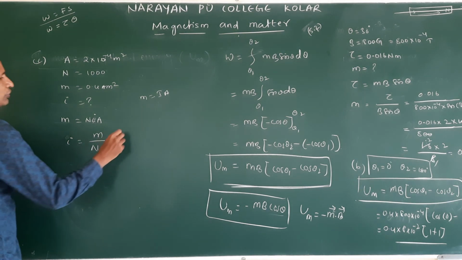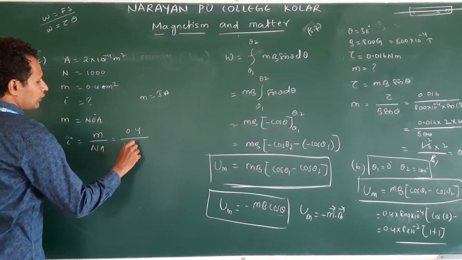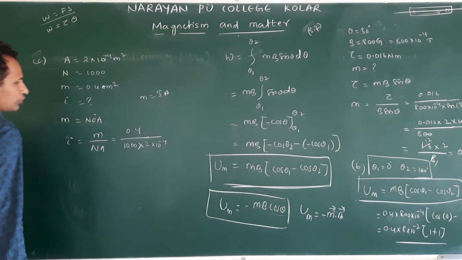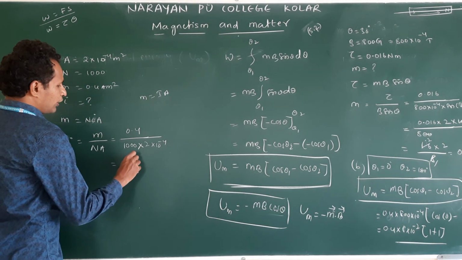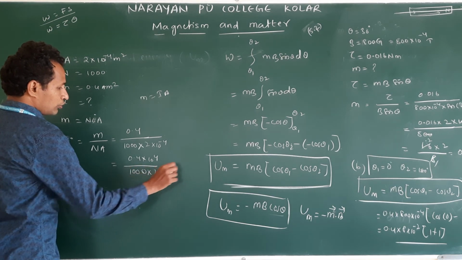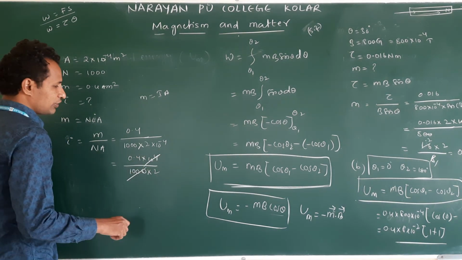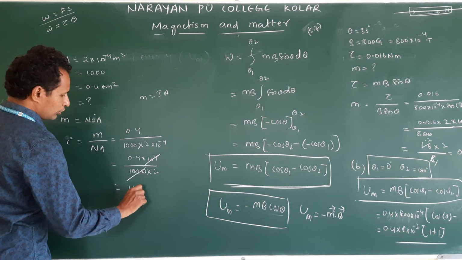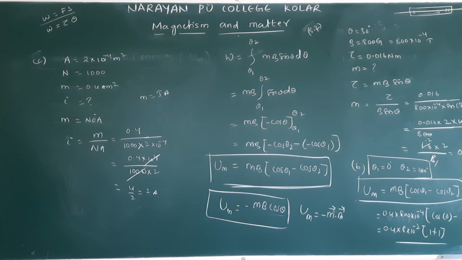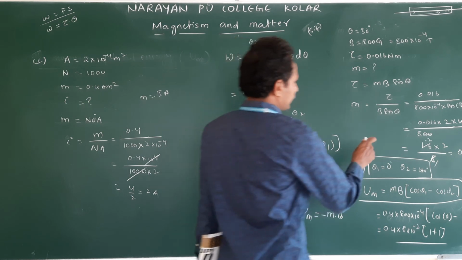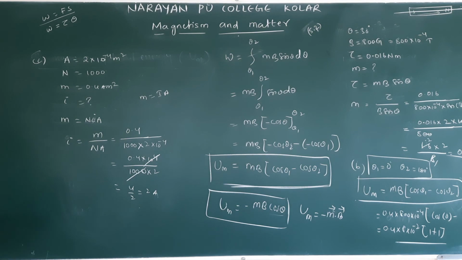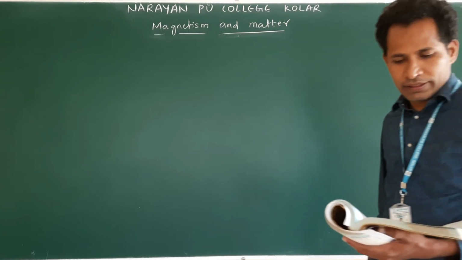What is M? 0.4. What is N? 1000. Area 2 into 10 power minus 4. Clear? 0.4 into 10 power 4 by 1000 into 2. How many zeros cancel? 3 zeros cancel. 1 zero is there. 4 by 2, 2 amperes. What is the current flowing in the solenoid to maintain this magnetic moment? 2 ampere. So make a note of this. Okay, next.